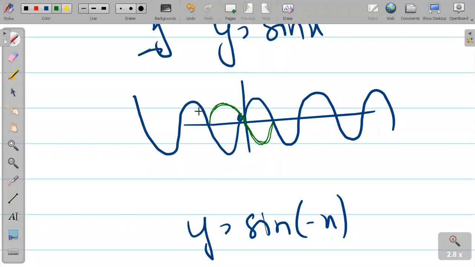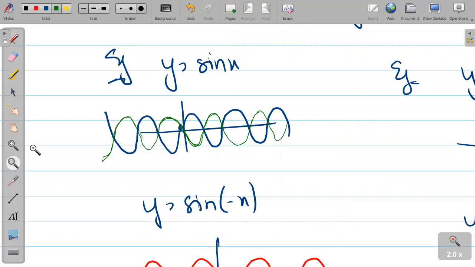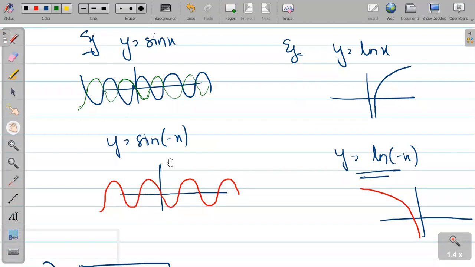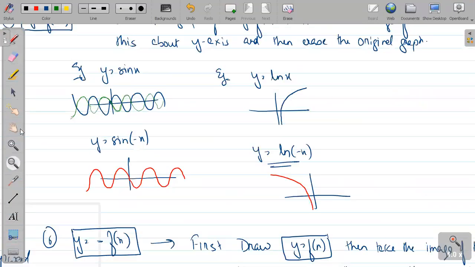Similarly, the mirror image of this part is this one. So the green color is the mirror image you are getting, the mirror image about the y-axis. After getting the mirror image, you should remove the blue color part and erase the original graph. So on erasing the original graph, you will get this one only.